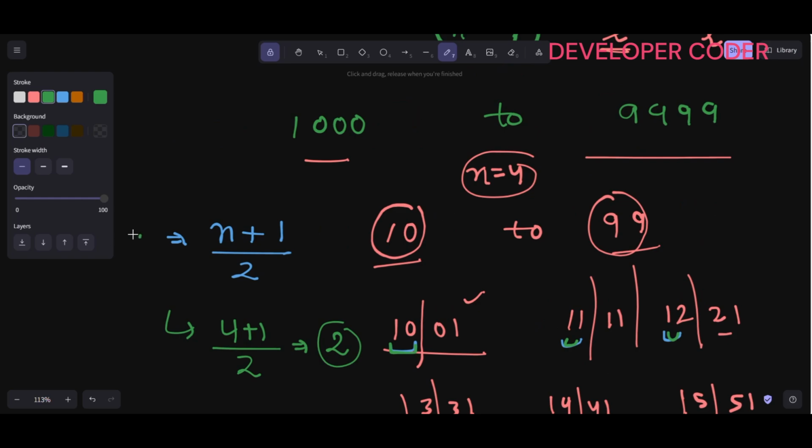So I'm going to create one variable, let's suppose d, and in this d I will just apply this formula, and this formula is going to give me the left side integers. Okay, done.